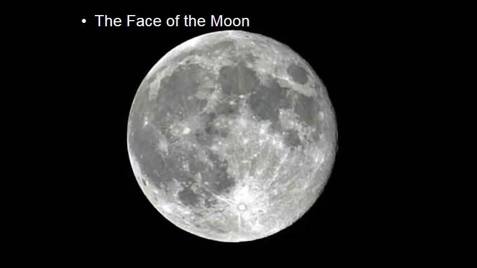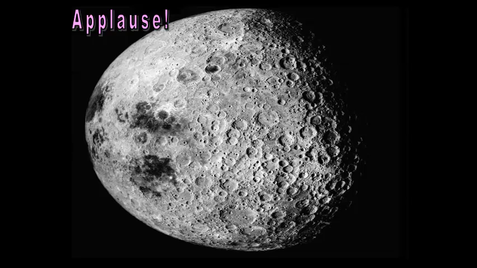So this is the face of the moon that we normally see, and this is the other side. Notice the difference here. This is kind of interesting. One main difference that really sticks out to me is there's a lot more craters on this side of the moon. We'll talk about that a little bit more in class, but that's what the other side of the moon looks like.